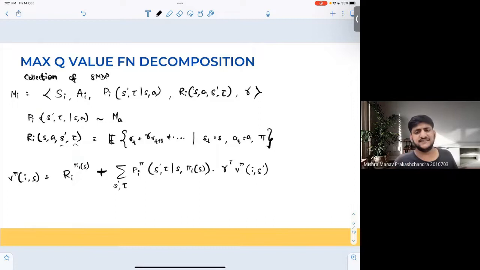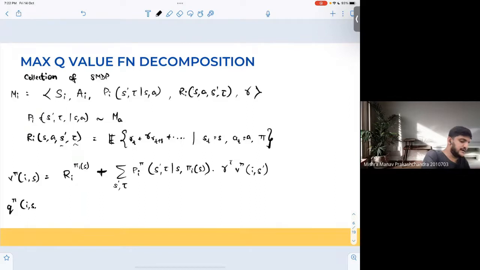So this is some sort of a recursive definition. This can continue recursively until you reach a primitive state wherein you don't have any more hierarchy to go down on, and what you get is the immediate reward, and then that all adds up, right? And similarly, you define your q pi comma a in similar fashion.